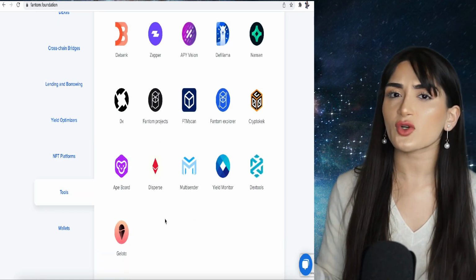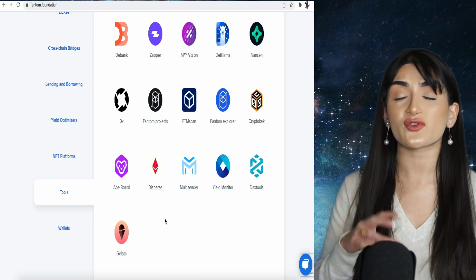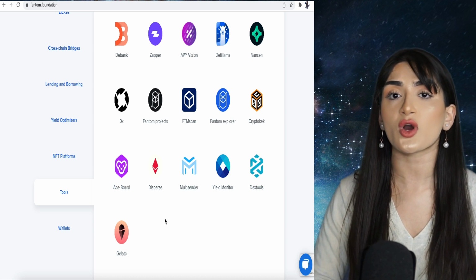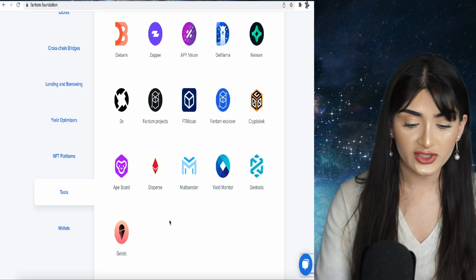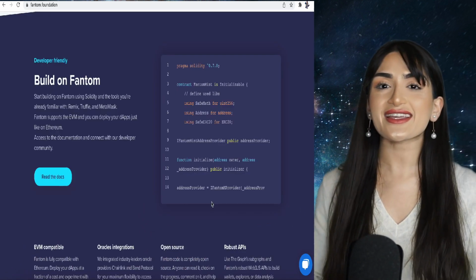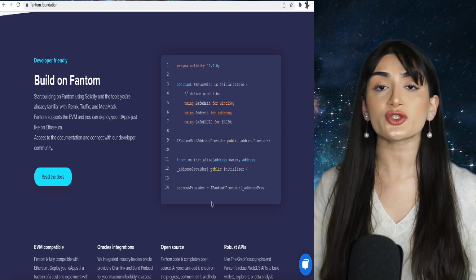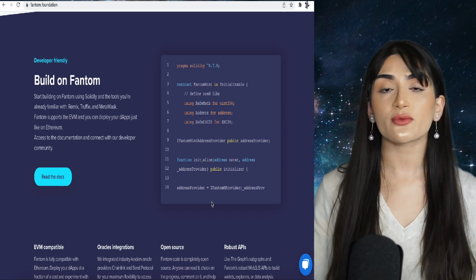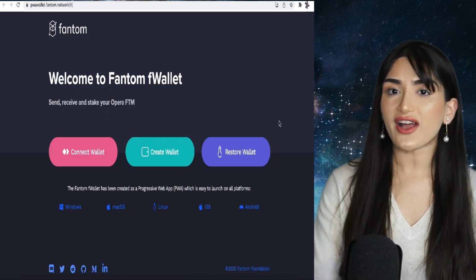It kind of reminds me of the Coin98 wallet, which has lots of different DEXs and dApps built in. So if you store your currencies in that wallet, then you can use the swaps, you can use the exchanges, you can use all the different features. They've got things like yield optimizers. There's so much there. And the main thing is that it's developer friendly. So increasingly more and more developers are choosing Fantom and using their code base to build their decentralized applications on top of that. They also have a Fantom wallet.